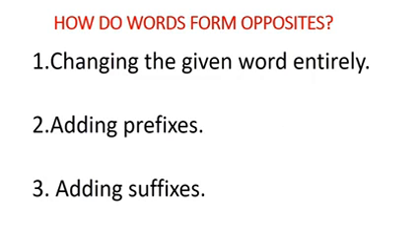How do words form opposites? One, by changing the given word entirely. That is, you change the given word completely. Next is by adding prefixes, then suffixes. We have just discussed them, so you know what they are.